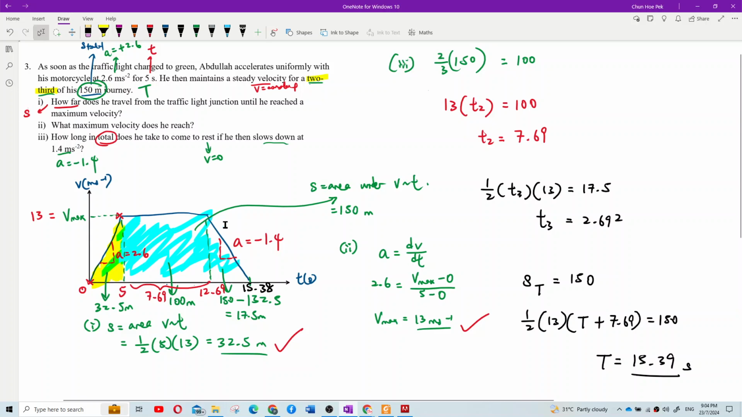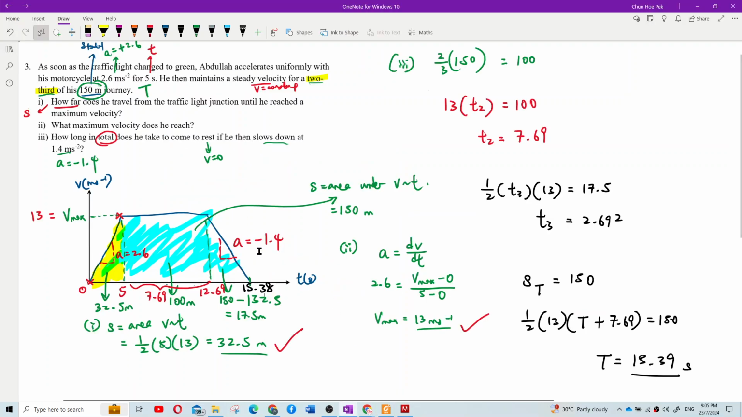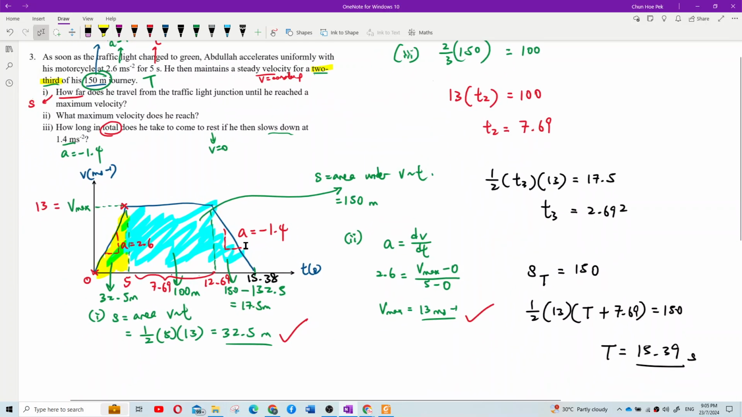So how long does it take in total? Slow down at... I get wrong somewhere. So I got the answer. Yeah, how about you, class? Do you get the same answer? So this is the answer I get lah. I didn't get 18. Okay, I get 18. So this negative 1.4, I think I didn't use the negative 1.4.